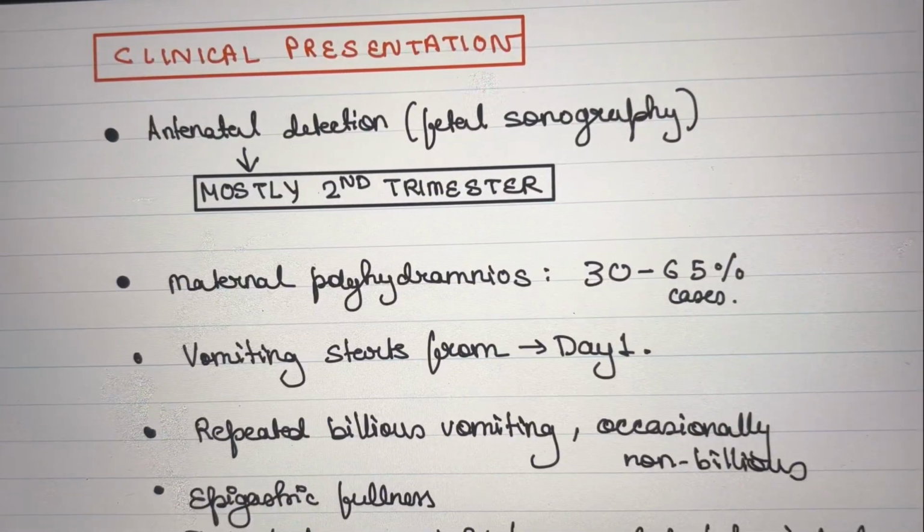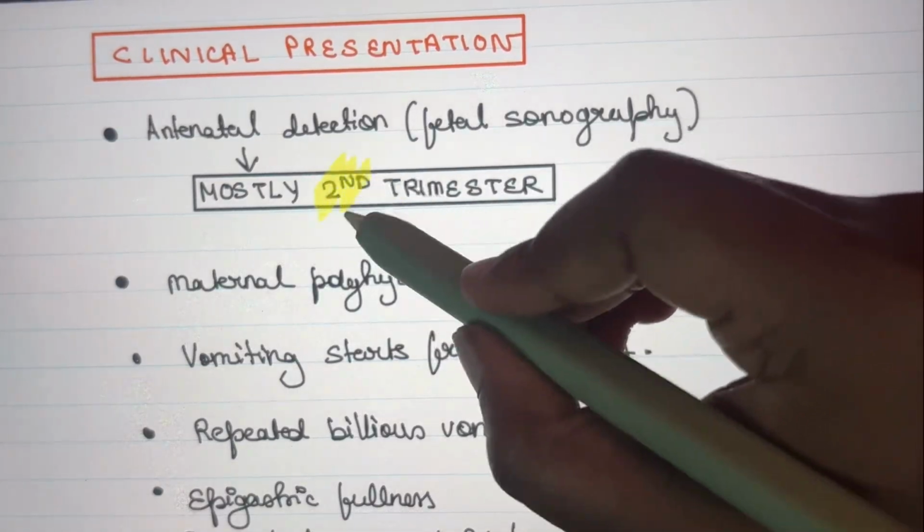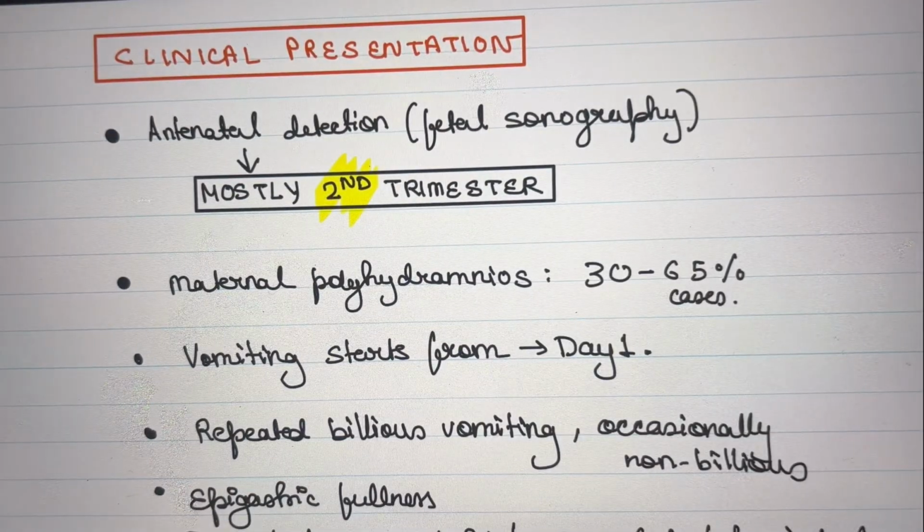Now, clinical presentation. Antenatal detection with fetal sonography, mostly in the second trimester, via fetal sonography we can know whether the child has duodenal atresia or not.